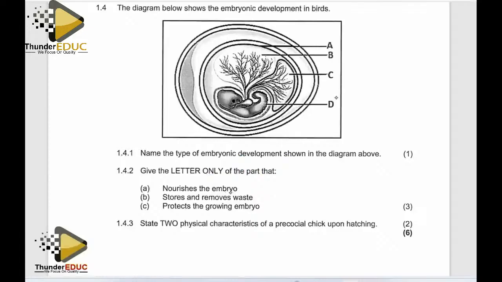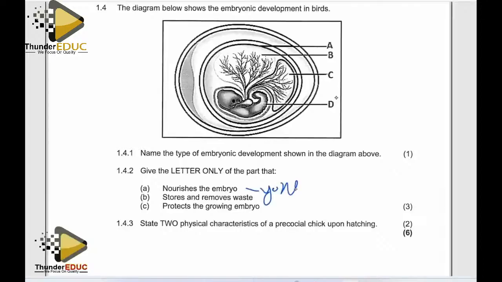What now shows the embryo? It is the yolk. But remember, based on our examination guideline, we say yolk sac. Because the yolk stores the nutrients, but in this case we say yolk sac. So what is the yolk sac based on my diagram? I see the yolk sac as A. So maybe we shall say that that is a yolk sac.